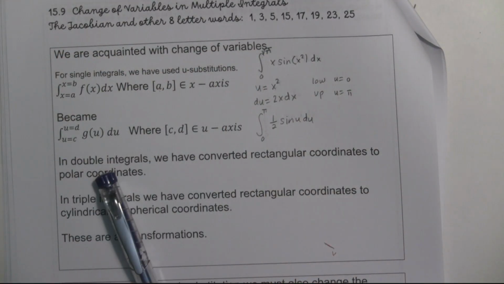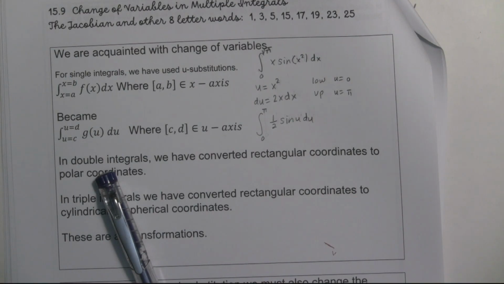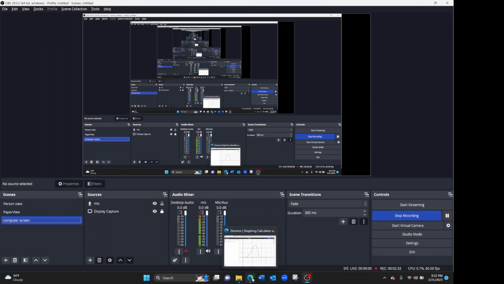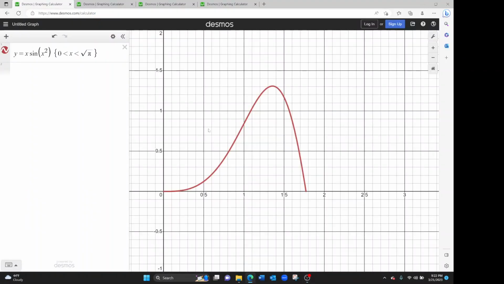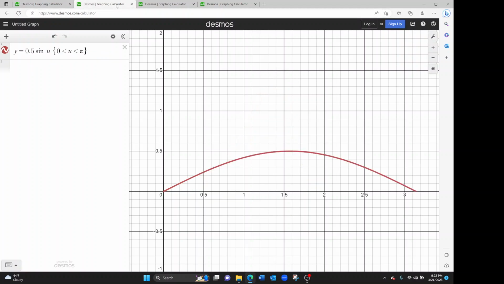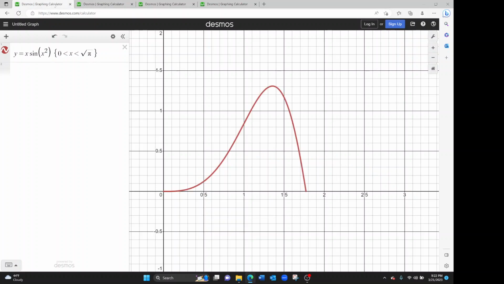And so I just want to show you this. I have to go to the computer screen. There is our original. Look at that area under the curve. And here is the area under this curve. And they have the same area. So the area from the x-axis to the curve, from 0 to pi, is exactly the same as the area from 0 to the square root of pi under this curve, trapped between this curve and the x-axis. And that's pretty amazing.